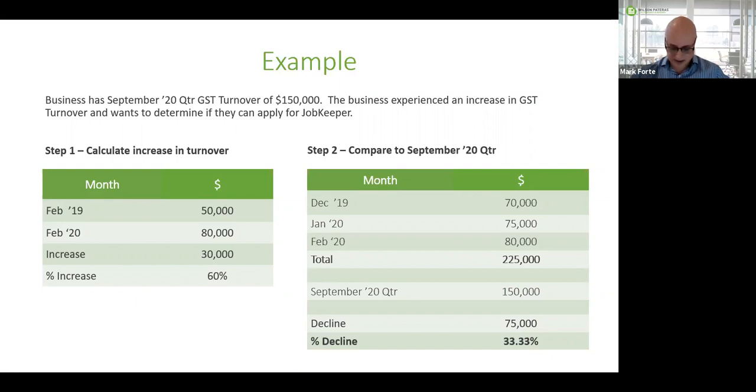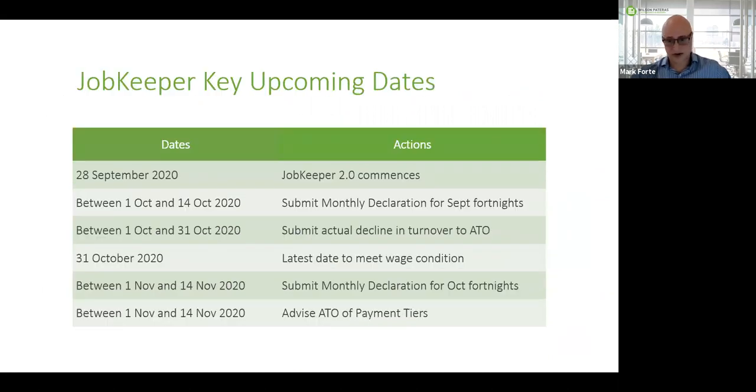So that's about all I've got in terms of the alternative tests. And the final part of the presentation is related to JobKeeper key upcoming dates. Obviously the 28th of September is already passed, so we're in JobKeeper number 2 at the moment. And the month of October, you can see why businesses and accountants are very busy at the moment. You must submit the monthly income declaration to the ATO for the final JobKeeper number 1 payments, and that's due in 8 days' time, by the 14th of October.